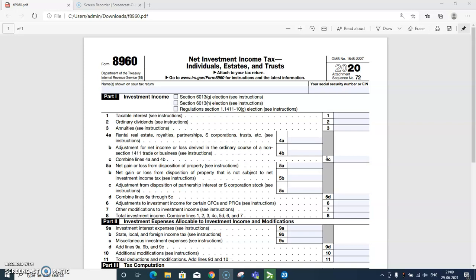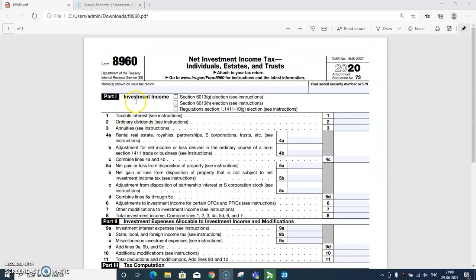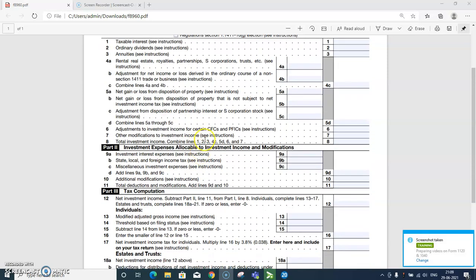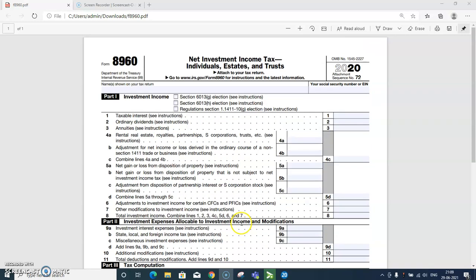Now coming to the next point, which is figuring out your net investment income. Guys, before that, just have a quick look at the different parts of this form. Part 1, investment income. Part 2, investment expenses allocable to investment income and modifications. Part 3, tax computation. So guys, in part 1, you can see this part lists the various types of earnings considered.